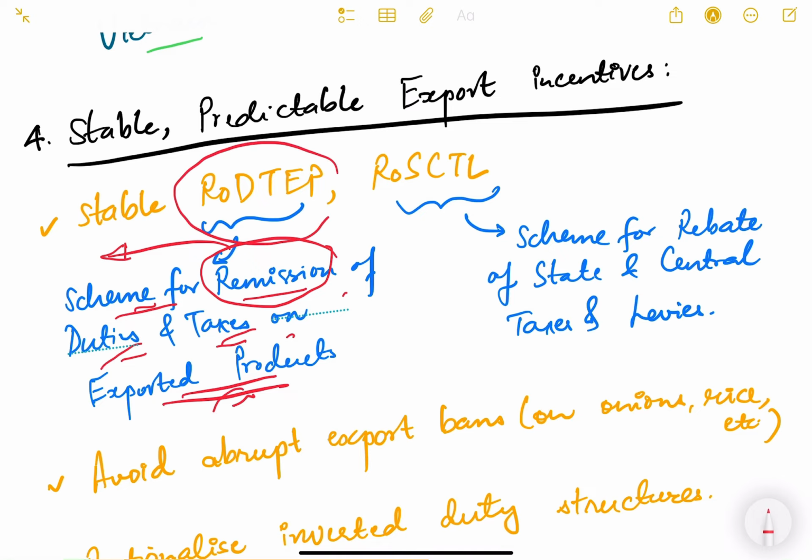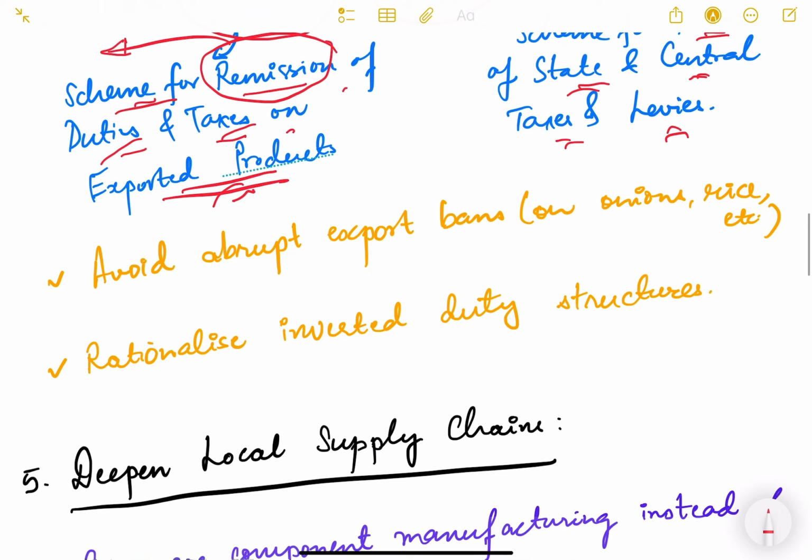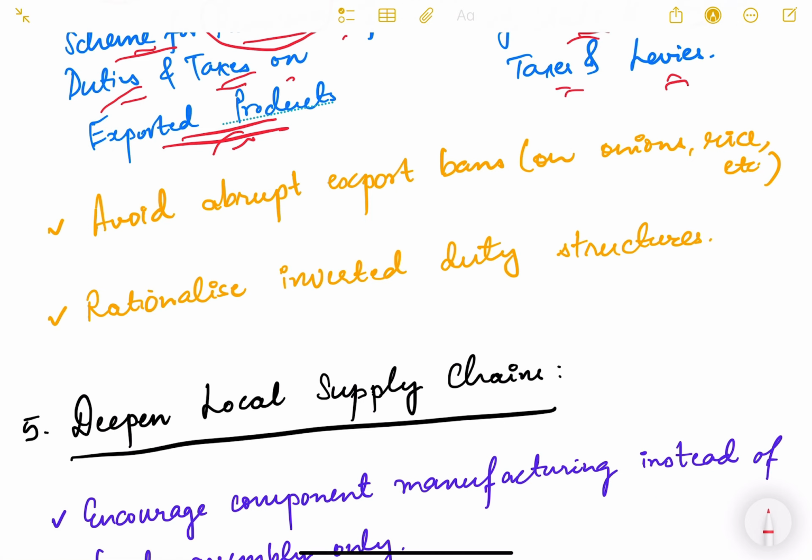This is a scheme of the government, and ROSCTL is a scheme for rebate of state and central taxes and levies. Again a similar scheme, but this is for other state and central taxes and levies on exported products. So these two schemes must be stabilized so that people know that they will get these benefits if they export. Then avoid abrupt export bans, for example on onions, rice, etc.